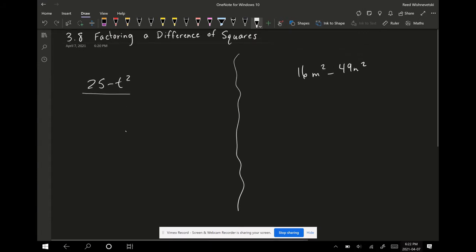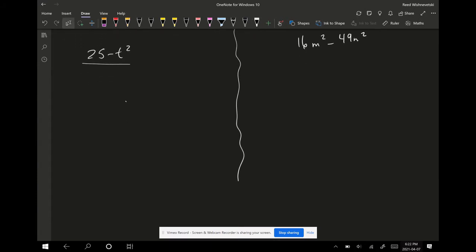Now the way we can identify a difference of squares is you're going to have a binomial that has two perfect squares. So we know 25 is a perfect square and t squared is a perfect square. You also have to make sure that there's a subtraction symbol here because that's how we know it's a difference.